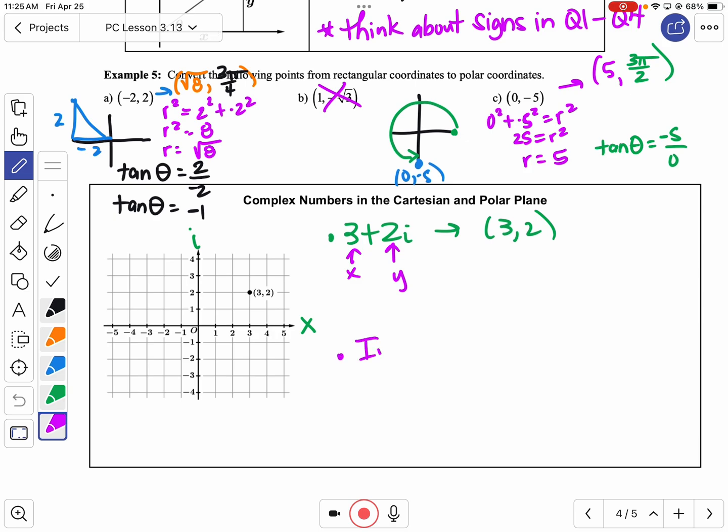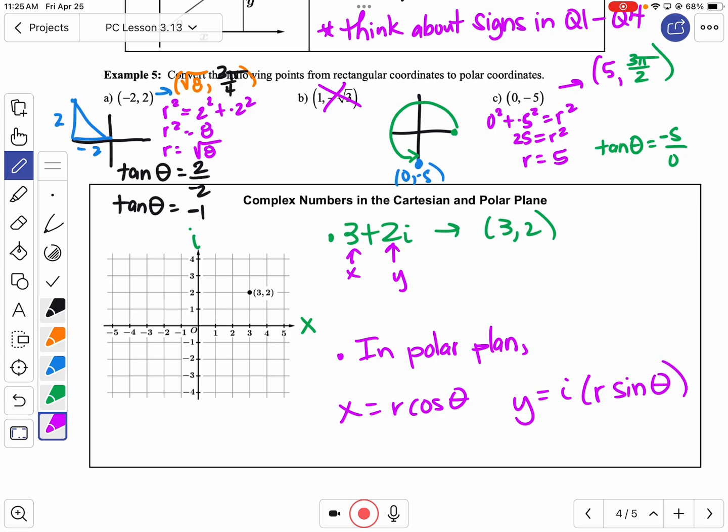So if we transfer that to polar, x is still r cosine theta. For y, we put an i in front of it, r sine theta. That's really the only difference, and that's all we do in the polar plane. The good news is it works the exact same way as what we just did. You use the same conversions, you graph to the right ordered pair, you do all the same things.